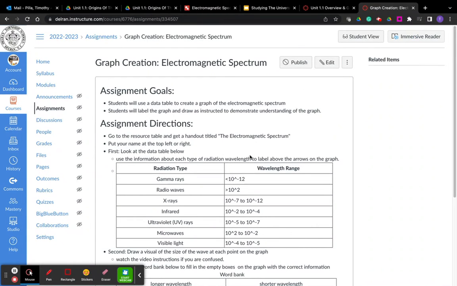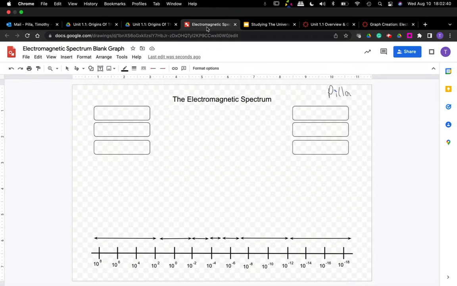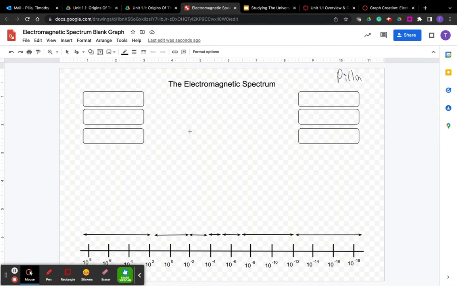I'm going to quickly go over how to do this graph creation electromagnetic spectrum assignment. Essentially, you're going to create a data table that's going to show the electromagnetic spectrum, and you're going to label it and add some other information on there to show that you understand it. So first, make sure you go to the resource table and get the electromagnetic spectrum worksheet. It looks something like this without all the lines.